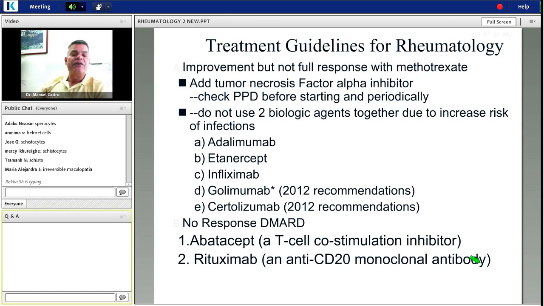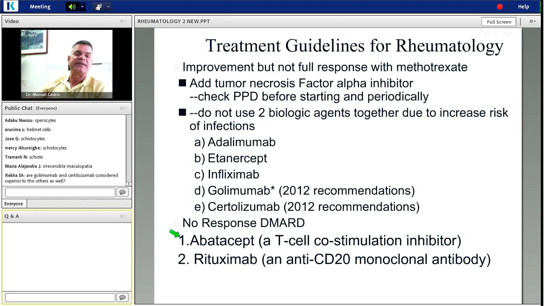Now, if you have no response to the disease-modifying agent, let's say you don't have any response to the methotrexate that you started on this patient, then you can use things like abatacept, which is a T-cell co-stimulation inhibitor.